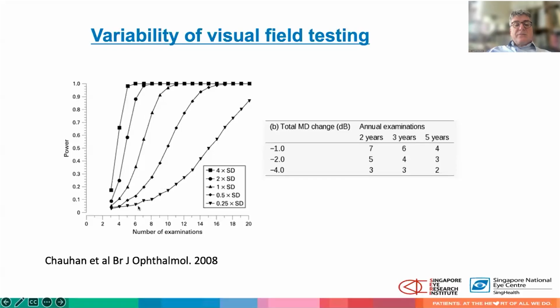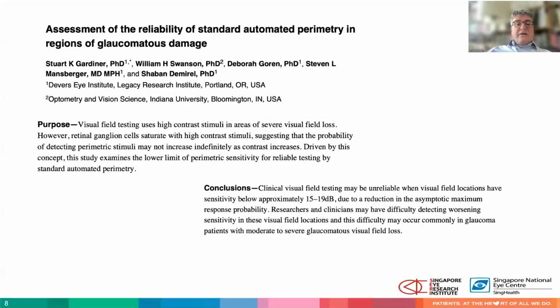And this is a lot because 7 to 8 visual fields is time consuming, it can be costly, and it depends on your setting how often you see a patient. So the variability of visual field testing can be quite severe.